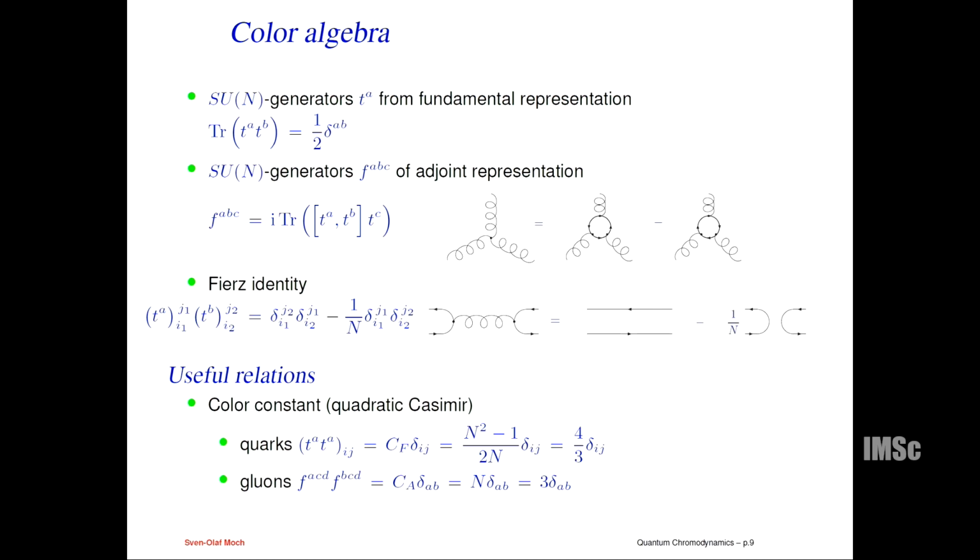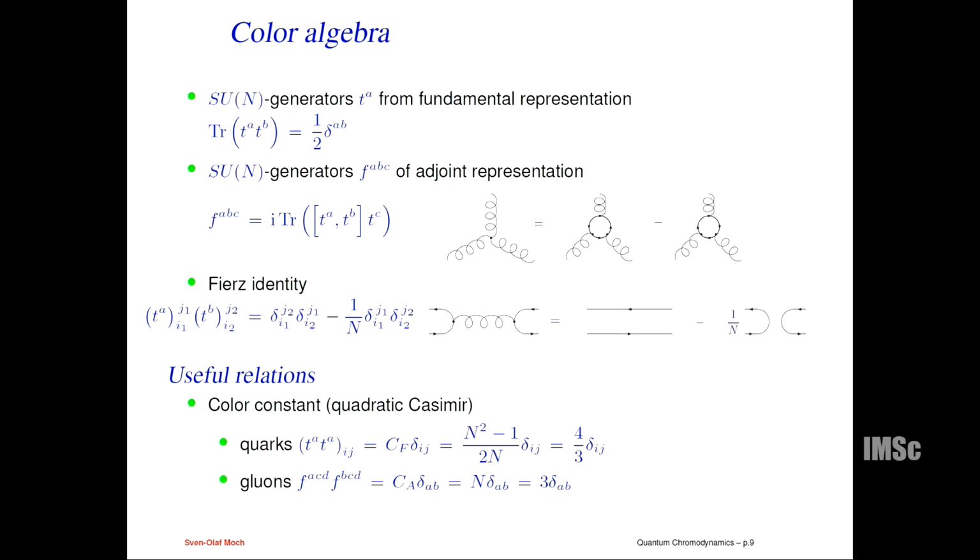Then what is also important in QCD is to take a brief look at the color algebra. I told you we have these SU(N) generators, T^a, in the fundamental representation. We can trace 2 of them, and by convention we normalize the trace to 1/2 times the Kronecker delta in the adjoint indices here. And we can take 3 of those fundamental generators, take the trace of a commutator, multiply with a 3rd one, trace this, and then we have the completely antisymmetric f^{abc}. So those are the generators in the adjoint representation.